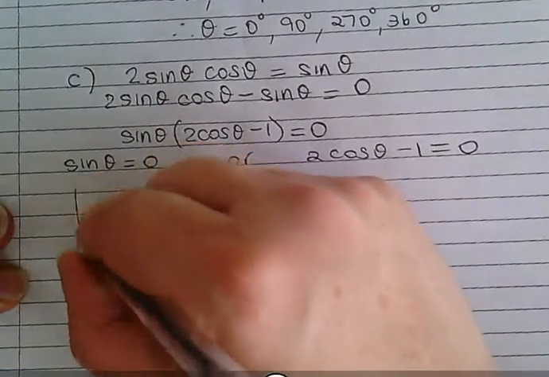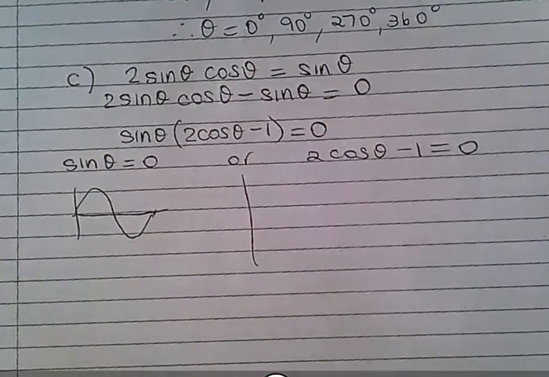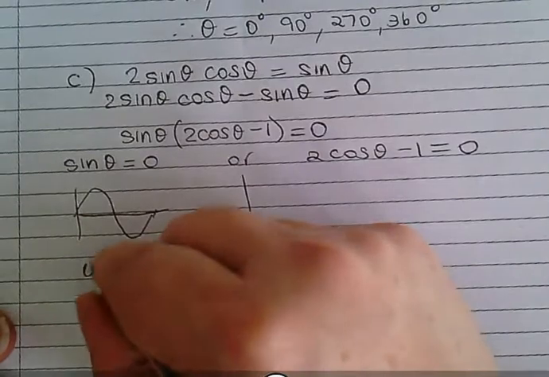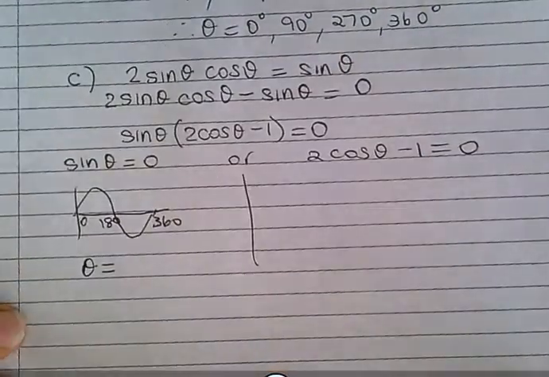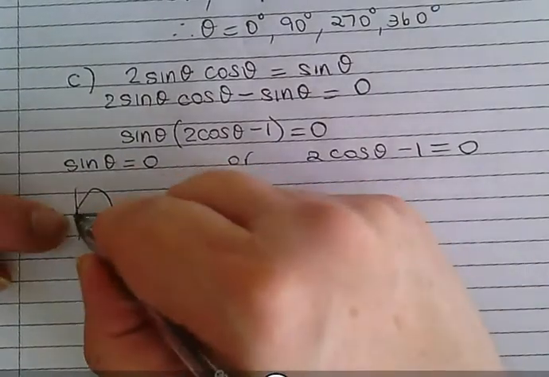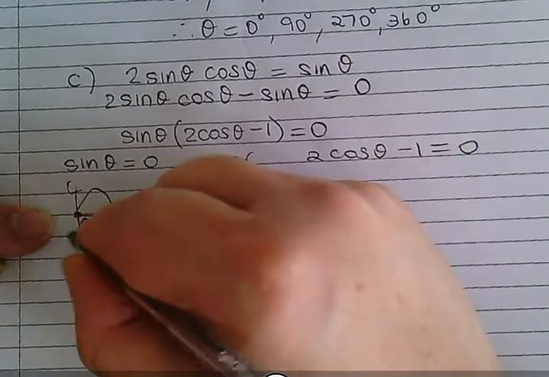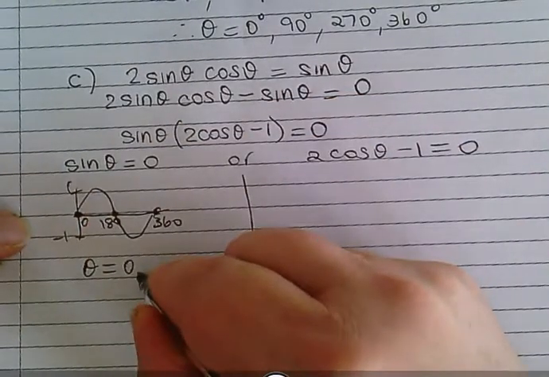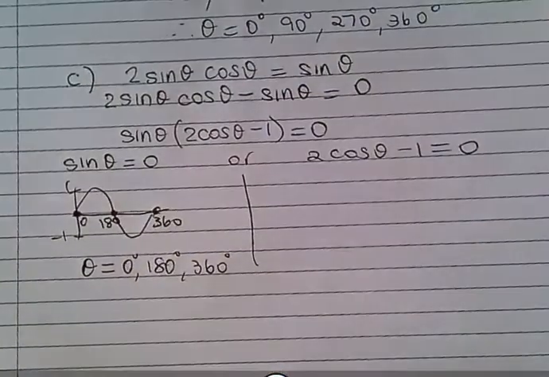So sine theta equals 0 is a sketch. Remember, for sine theta is 0, 1 or negative 1, we sketch. So what are my solutions to this? Where does sine theta equal 0? There, there, and there. Because remember I've got 1 and negative 1. So it's 0, 180, and 360.